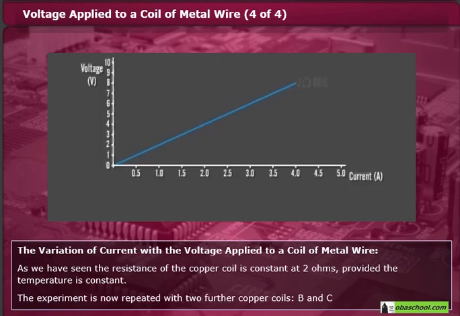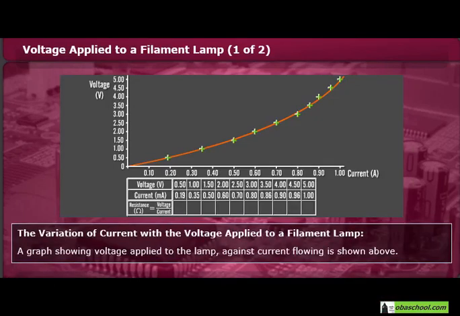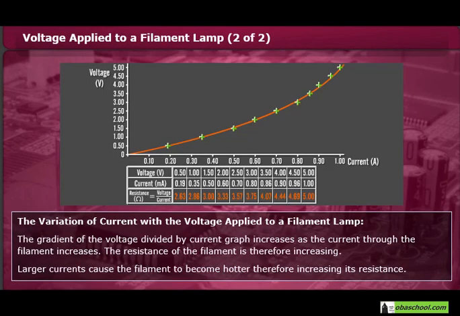The experiment is now repeated with 2 further copper coils, B and C. A graph showing voltage applied to the lamp against current flowing is shown above. The gradient of the voltage current graph increases as the current through the filament increases. The resistance of the filament is therefore increasing. Larger currents cause the filament to become hotter, therefore increasing its resistance.